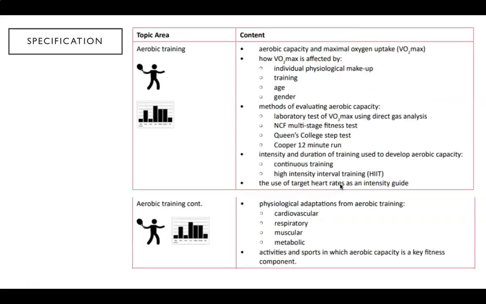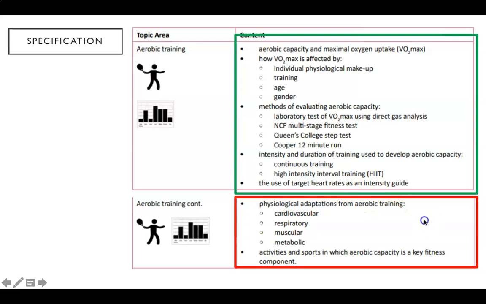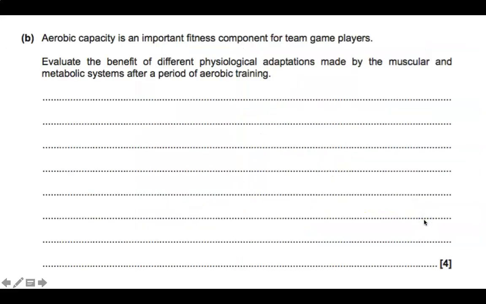So, looking at the specification, we have done this top bit here with regards to what VO2 max is, how it's affected, how we test it, and then the different training methods to improve our aerobic capacity. Now, today we're going to be looking at the physiological adaptations from doing either a continuous training program or high intensity interval training program. So, it's a typical exam question.